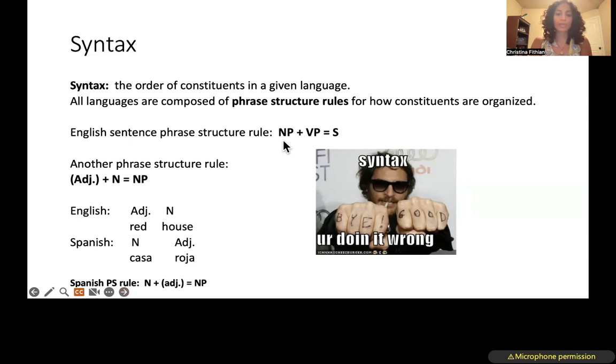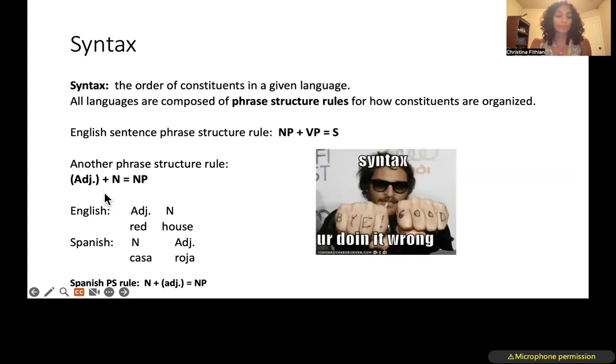And that's what we see here with NP plus VP equals S. So the S always stands for sentence. NP is noun phrase, VP is verb phrase. So any noun phrase plus verb phrase combination is going to give you a sentence, as we saw earlier. Now, there are many other phrase structure rules. We're going to learn all of them.